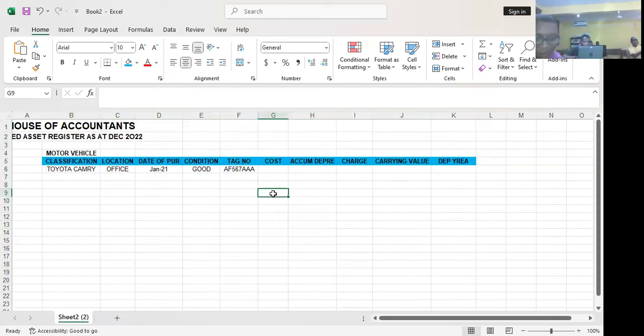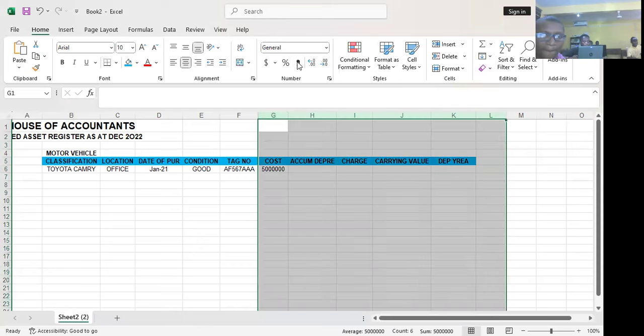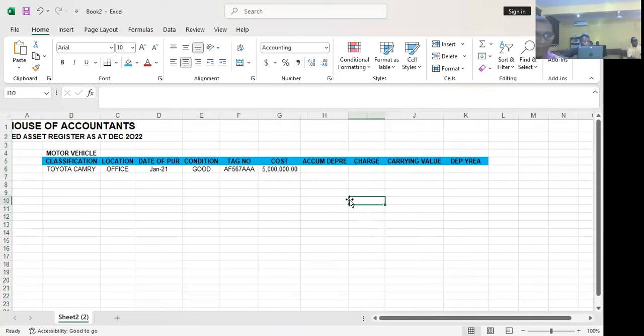Are you getting the gist? Then the cost, how much do we purchase it? Let's say it's ₦5 million. Because we purchased this thing since last year, no doubt we must have depreciated it last year. That depreciation we have charged so far on that particular vehicle is the accrued depreciation.